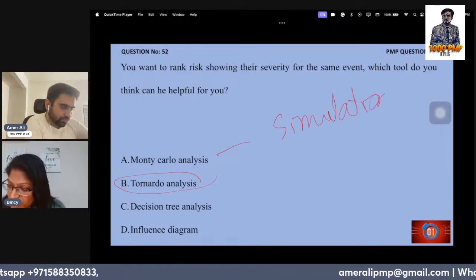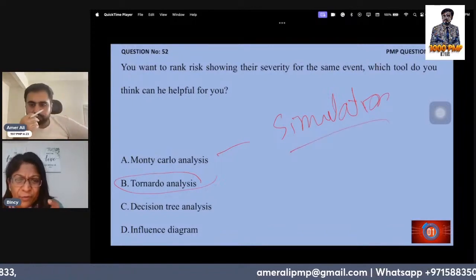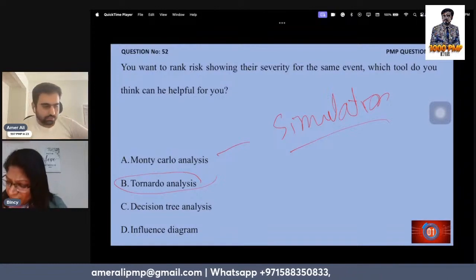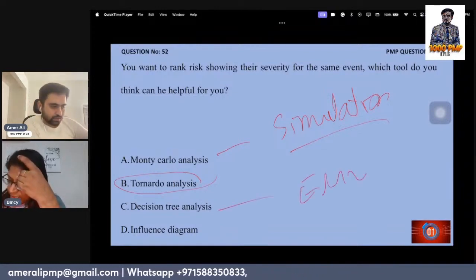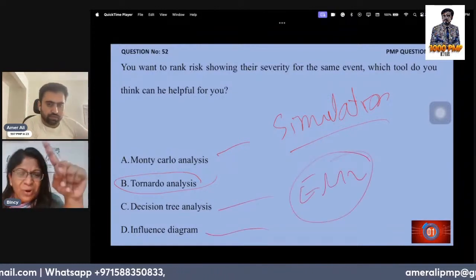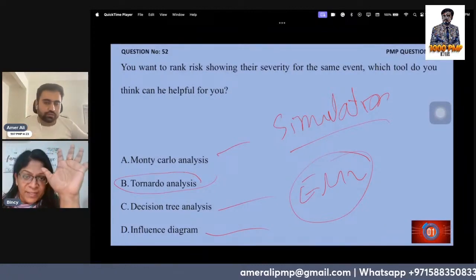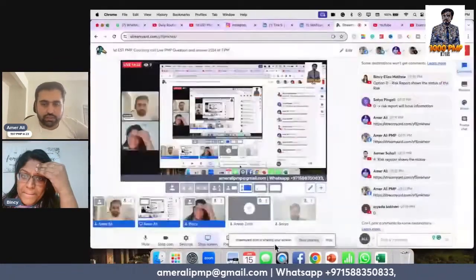And decision tree is basically a decision made on the positive and the negative side of a risk, and then a decision. And influence diagram is a tool used for quantitative risk, but not for severity. That's my understanding. Okay, I like the way that you identified one keyword and took that keyword to heart and worked from that. Yeah, that's a good way.